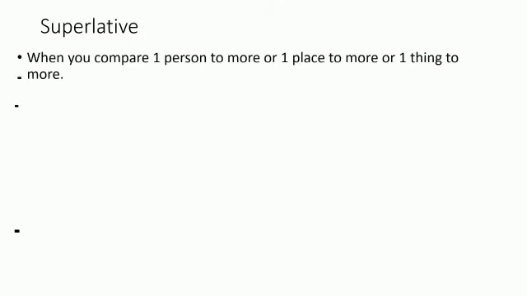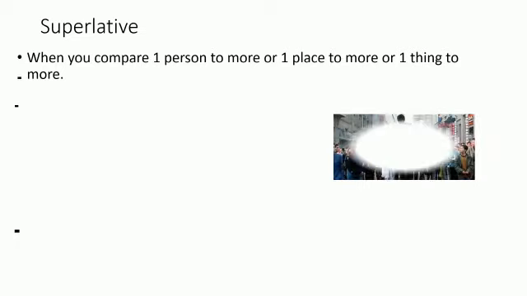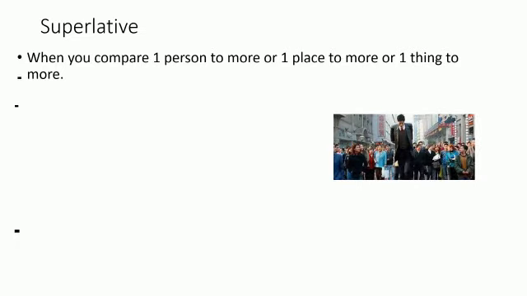And now we are going to talk about superlative. What's the meaning of superlative? Superlative is when you compare one to more, when you compare a person to the rest, a place to other places, a thing to other things. And superlative comes from super. For example, Ahmed is the tall boy in the school.